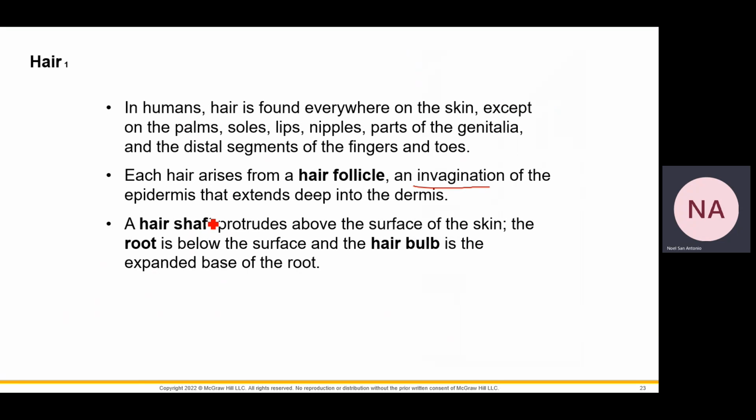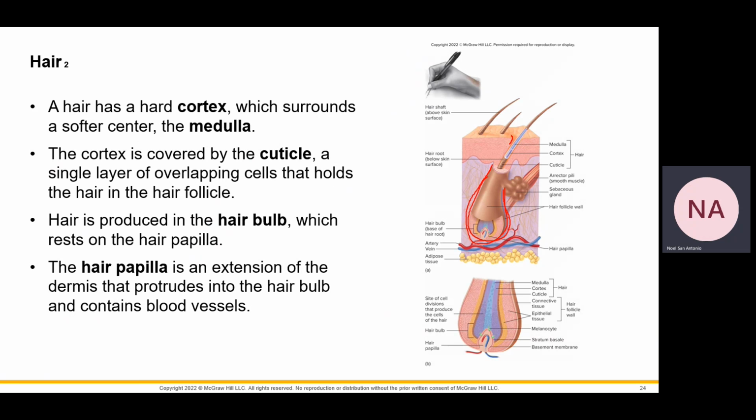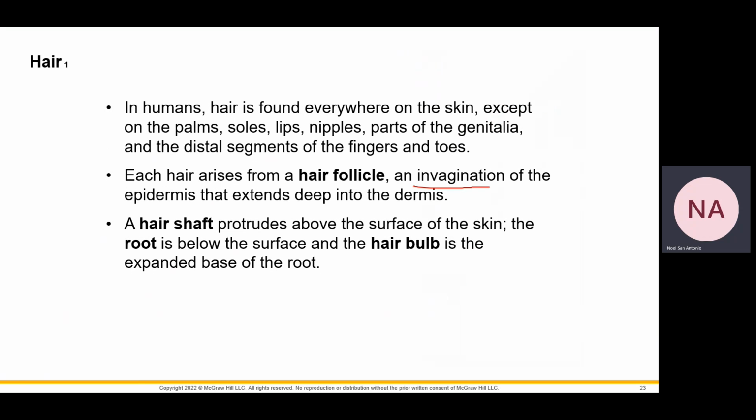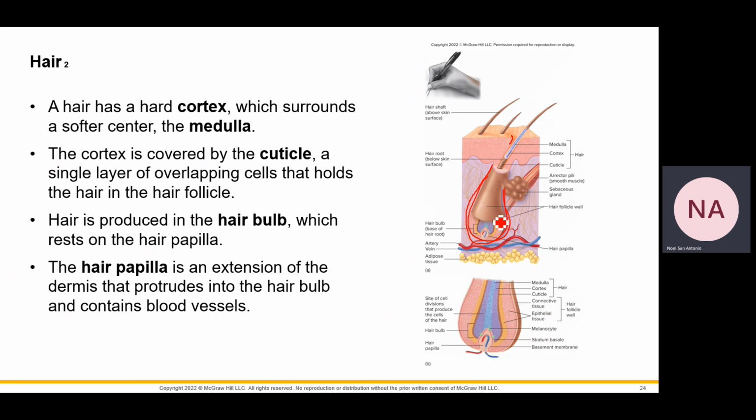Now, since the hair follicle is located deep in the dermis, it is the part of the hair that we cannot see. Ang nakikita natin is the part of the hair that emerges from the surface, the hair shaft. Oh, ano yung nasa ilalim? Ano yung nasa loob ng hair follicle? It's the root, which is also not seen, and the hair bulb, which is the expanded base of the root.